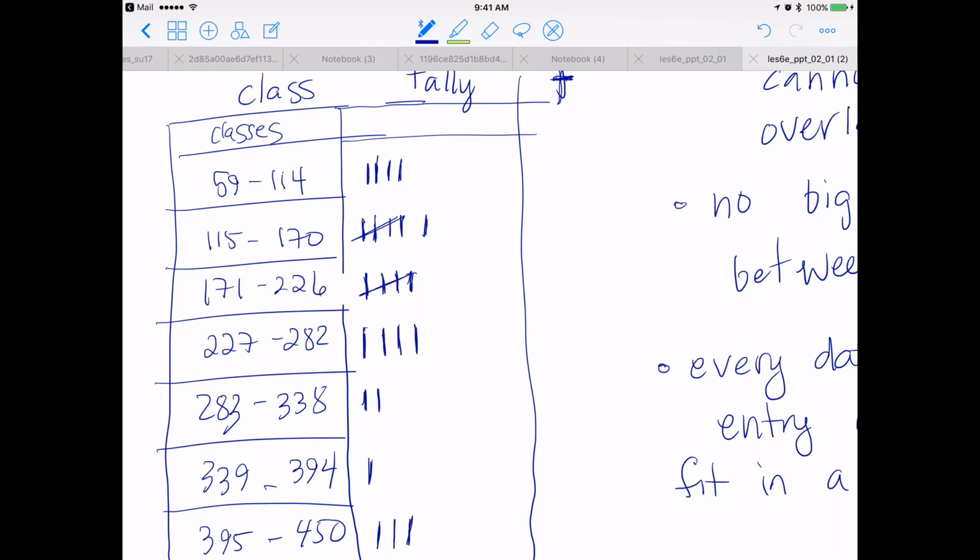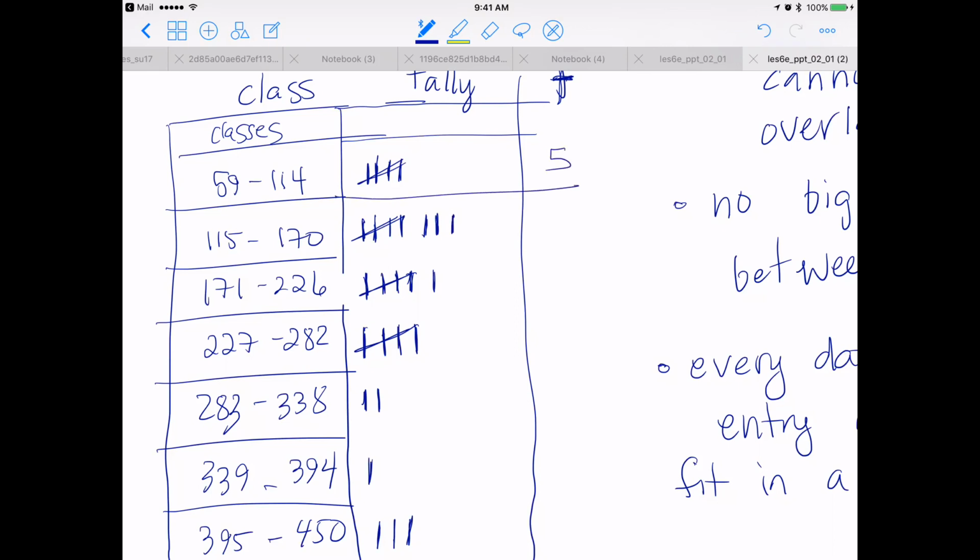Got it. 250. Got it. 95. Got it. 180. Got it. 170. Got it. 150. Got it. All right, so let's do our F's, our frequencies.